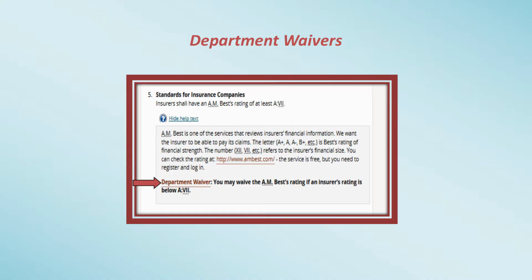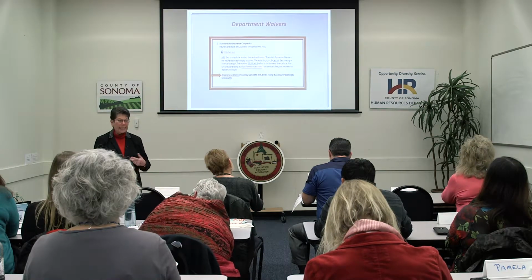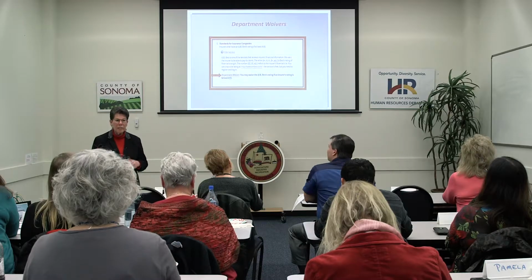Now, we have two kinds of waivers. They're called department waivers and risk management waivers. We're going to talk about the department waivers first. Department waivers are basically do-it-yourself. You don't need to involve risk management. It's as if we've approved these kinds of waivers in advance for you. You don't need a risk management signature.